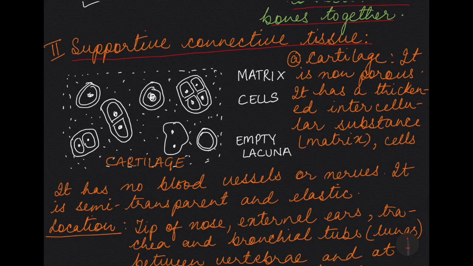Now when we look at the structure of a cartilage, you will see that it is always non-porous. It does not have tiny holes in it. It has a thickened intercellular substance which is known as the matrix. Here you can see this is the matrix. It also has cells, and this is the empty lacuna, that means a cell which does not have a nucleus in it.